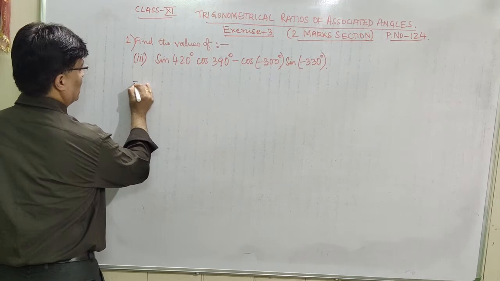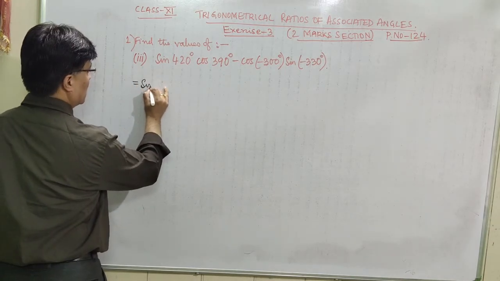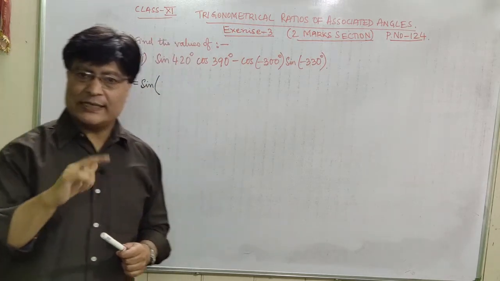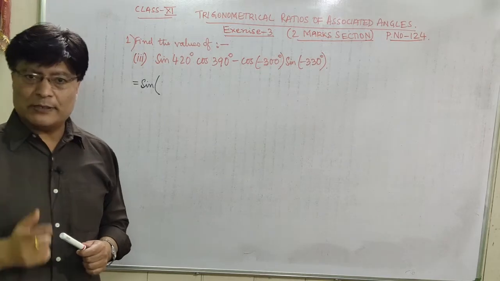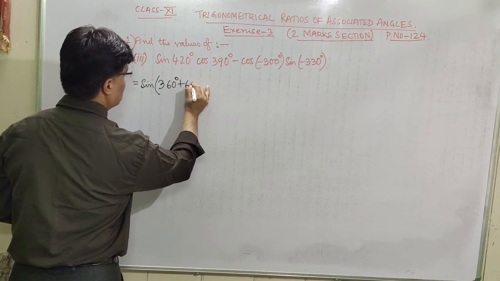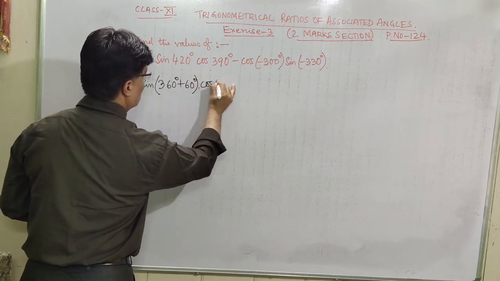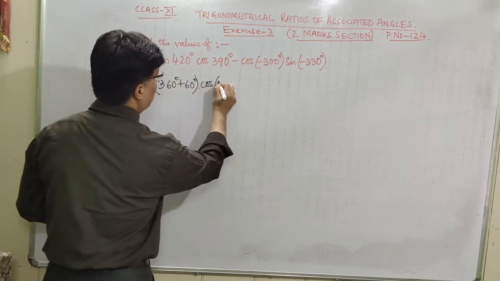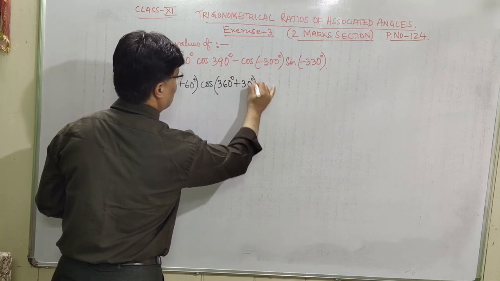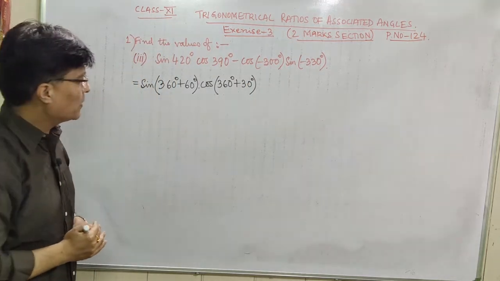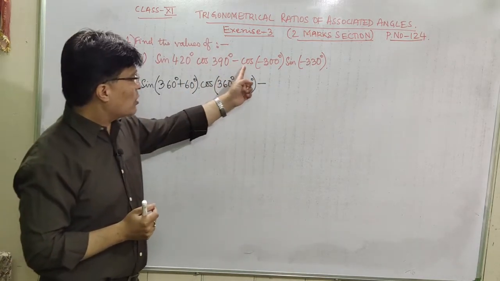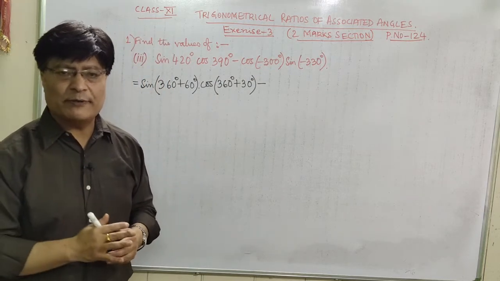So here let us find out the value for sine 420 degree. Sine 420 degree is more than 360 degree. But it can be written as 360 plus 60, isn't it? 360 plus 60 degree is 420 degree. So here you can write it as sine of 360 degree plus 60 degree into cos of, how will you write 390 degree? This is your 360 degree plus 30 degree is your 390 degree. Okay. So there is a minus sign out here. So now this is cos of minus 300 degree. How will you simplify it?